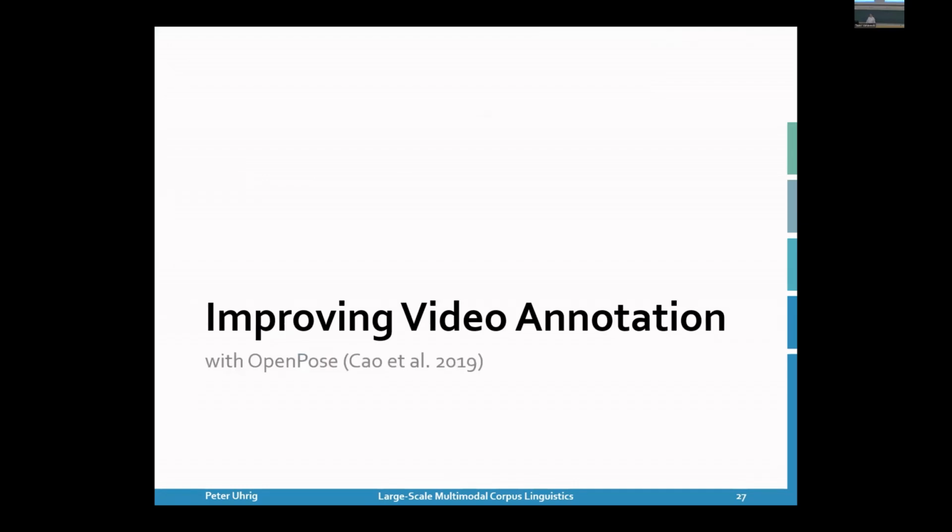And improving video annotation can be done, for instance, by using a software called OpenPose. And if you're interested in these kinds of things, I take it you probably have already booked James Trujillo's workshop for this afternoon, who's going to explain how to work with computer annotation and manual annotation together.